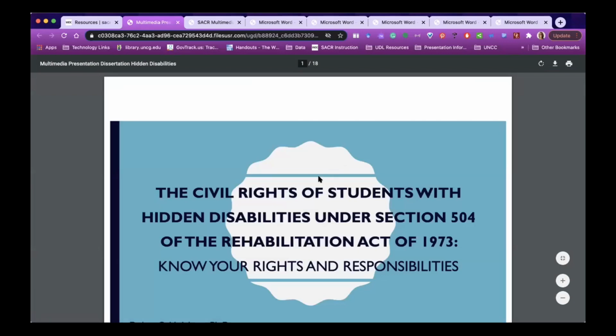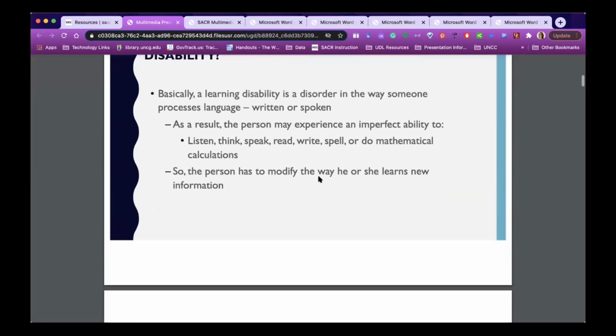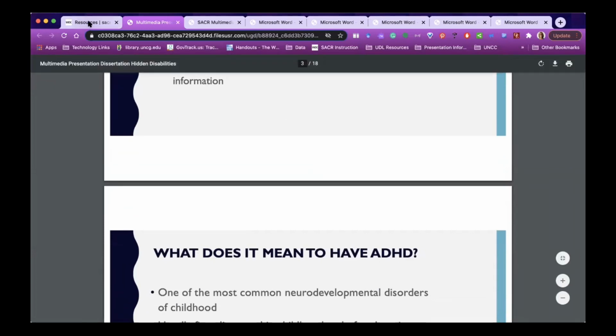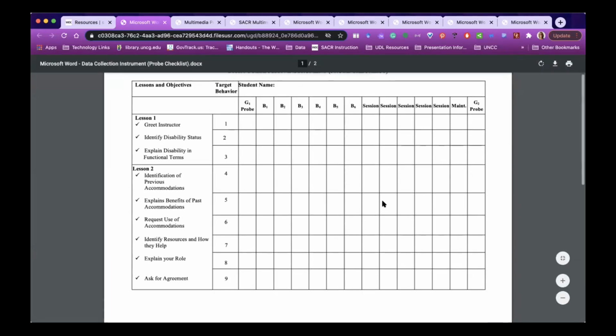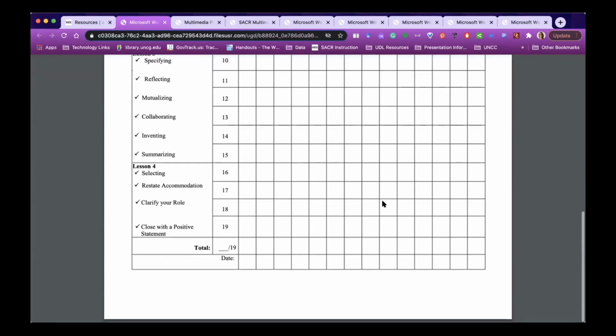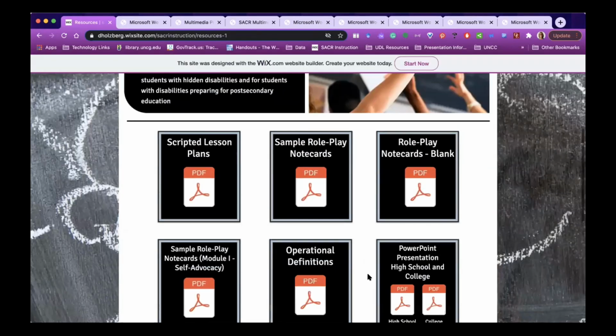And then there's a second one that we have for students who are already in college, so that will not apply to you, but it's out there in case you know people who might benefit from that. And then again, here are the data collection sheets. So if you decide that you want to take data, you are able to do that.